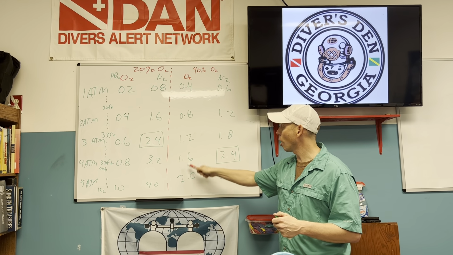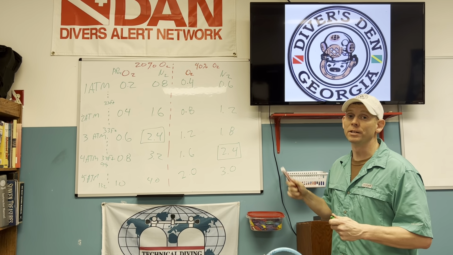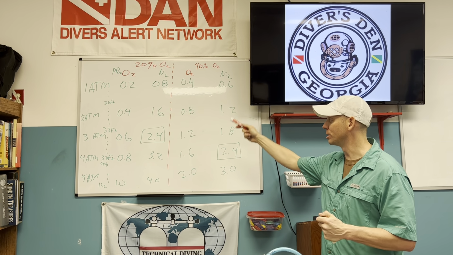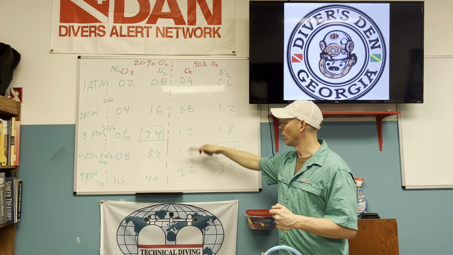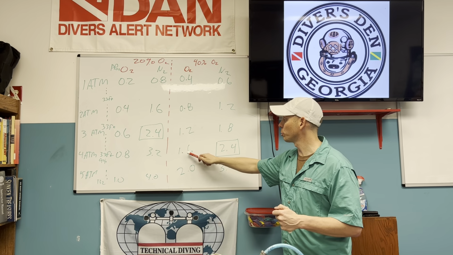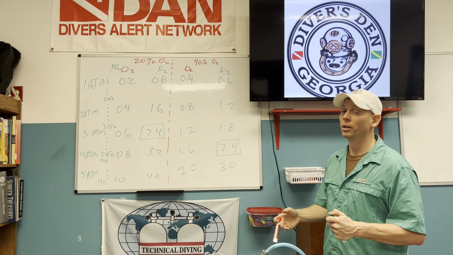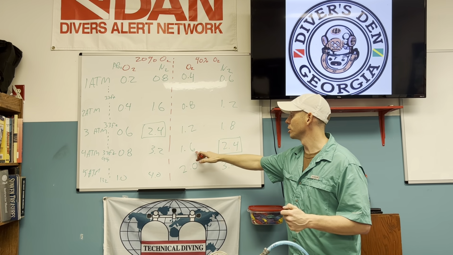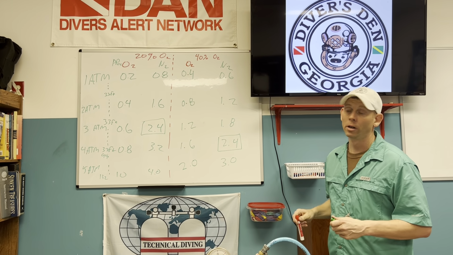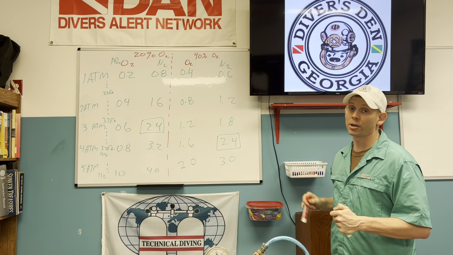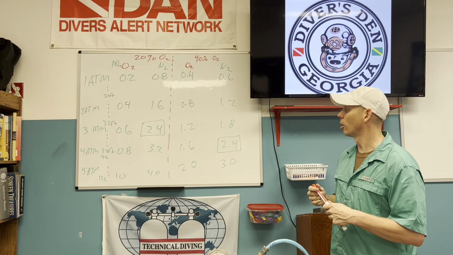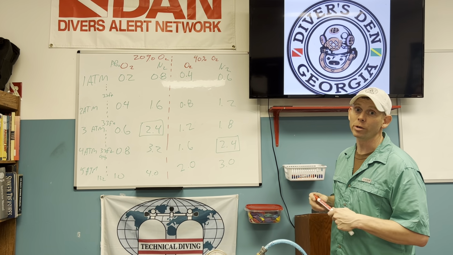because the partial pressure of oxygen is a function of depth. As we descend, as we go deeper, as the pressure around our bodies goes up, the partial pressure of our breathing gas goes up. So the partial pressure of the oxygen that we're breathing goes up. So we limit our maximum operating depth, or MOD.